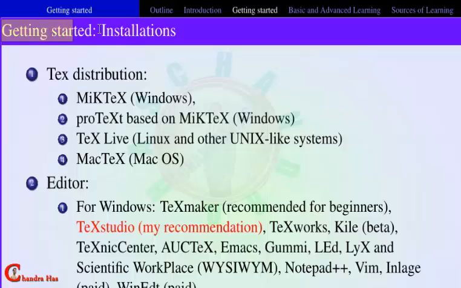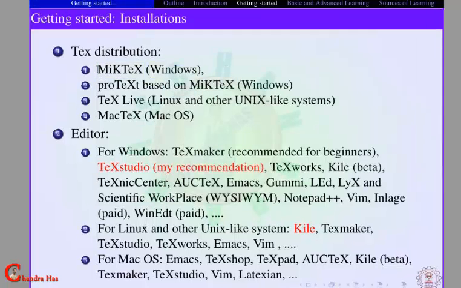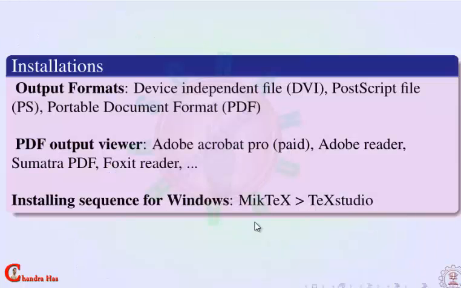Getting started with installations. For LaTeX we need to install two software: a LaTeX distribution and an editor. These are all free software, and most of the editors are also free. For Windows we will install MiKTeX with the complete package distribution, and then we will install an editor. We will install TeXstudio, and also TeXmaker for the beginners. One important point is that one should always install the LaTeX distribution first and then the editor.